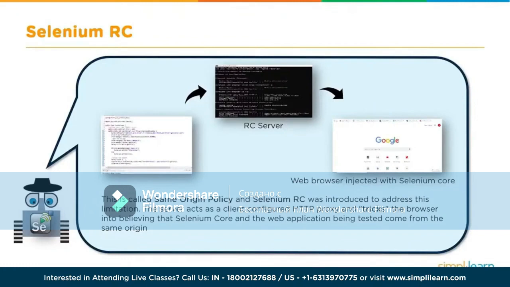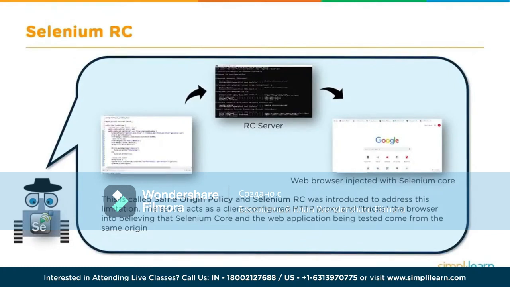The browser interaction happens through the RC server, from here to your browser. This happens through simple HTTP POST and GET requests, and that is how your RC server and your browser communicate. And how exactly does this communication happen? This RC server acts like a proxy. So say your test script asks to launch a browser. This command goes to your server and then your RC server launches the browser.